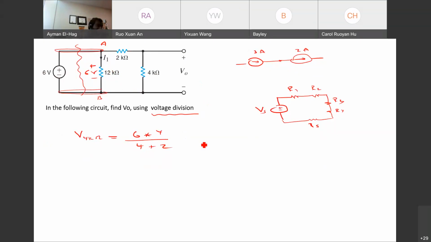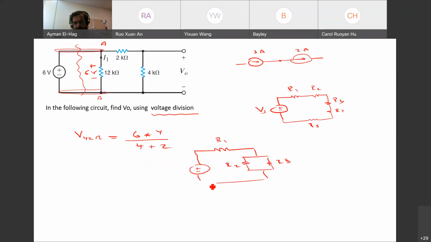Now, sometimes the circuit is not really exactly the same. Let me give you this example and let's see your thoughts, how you will handle this question. If you have something like this, R1, R2, R3, and I want to find V1, and this is your Vs. What do you think, guys? How we can handle this question? And I said using voltage division, how you will handle this question? How to find V1?